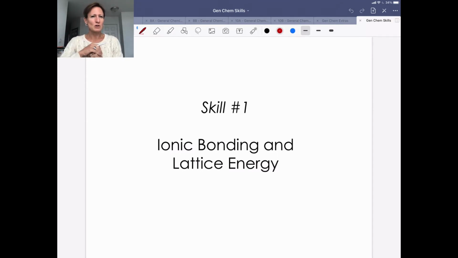So two skills that we're going to have from this 9th learning unit on models of chemical bonding. They're really split up by thinking first about ionic bonding and then lattice energy. And then our second skill will be on covalent bonding and bond energy.